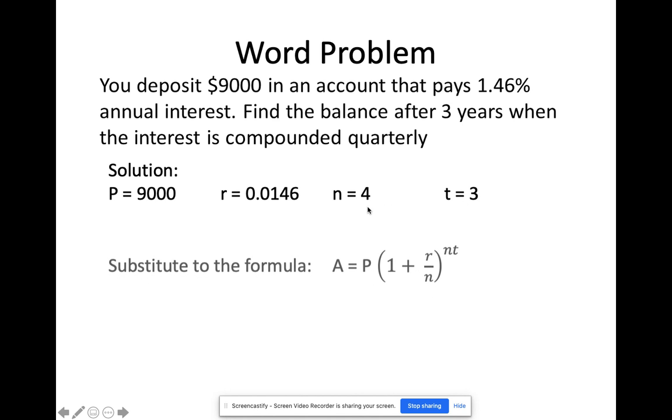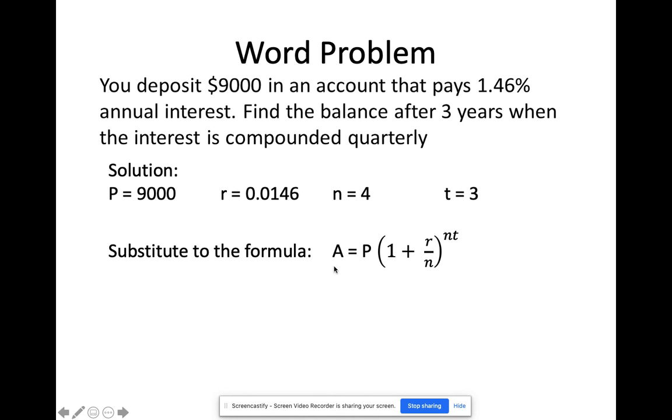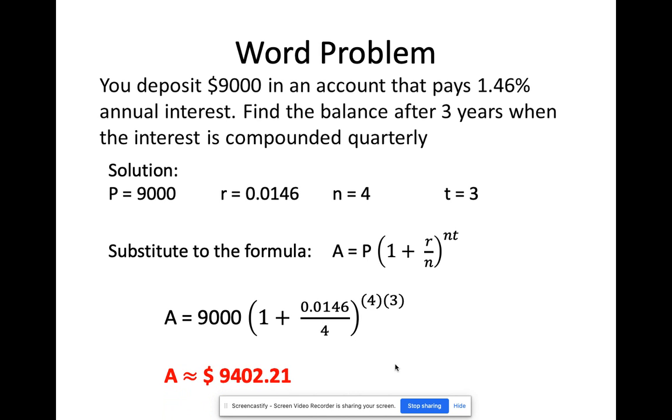So all we have to do is simply plug this all into the formula right here. I'm substituting P for 9,000, R over N is 0.0146 over 4, raised to 4 times 3. And then if I substitute and use a calculator for that, I get the money to be approximately $9,402.21. So after 3 years, your money had an interest of about $402.21 from 9,000.